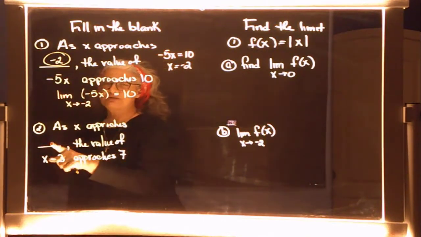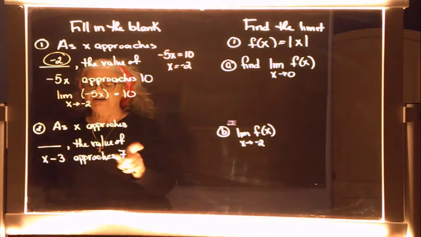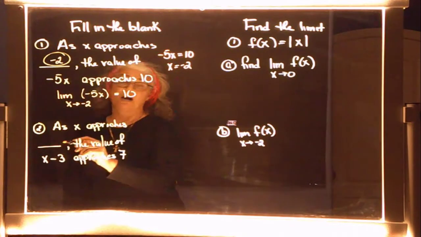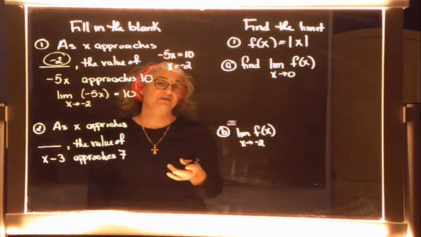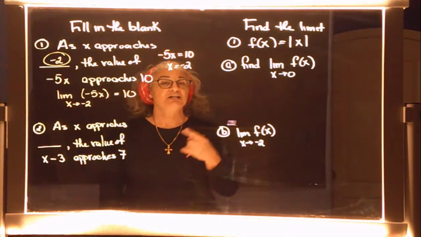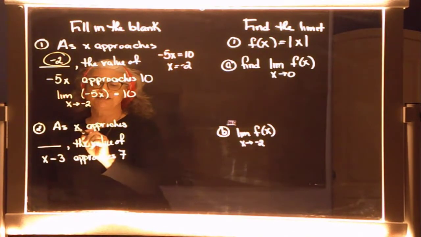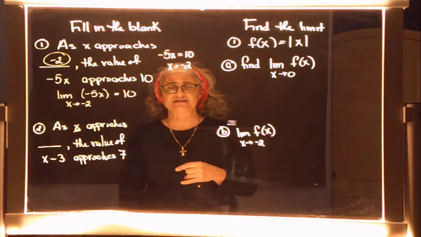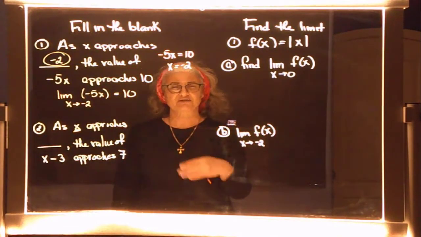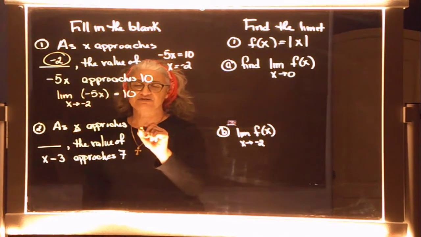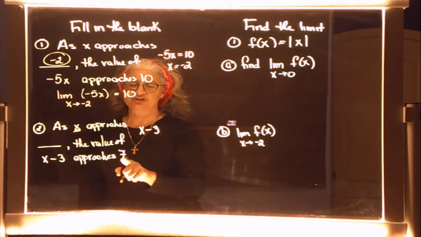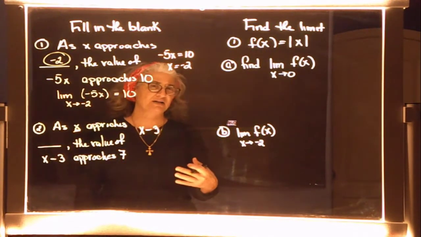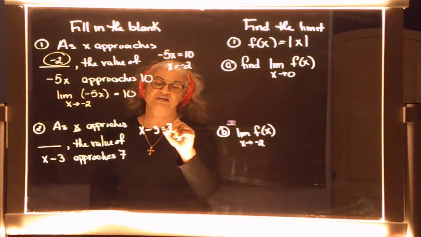As x approaches the unknown, the value of x minus 3 approaches 7. So the unknown is representing what variable? An x or a y. Good, it's representing x again because x is approaching it. And so x minus 3, what is that considered? Yeah, that's your function, so that's kind of like a y value, isn't it? And so this x minus 3 is approaching 7, and 7, is it an x or a y? Yeah, it's another y value.